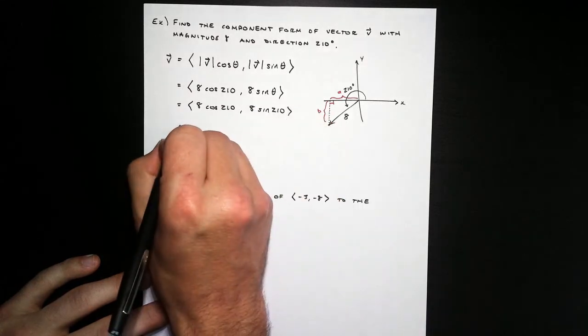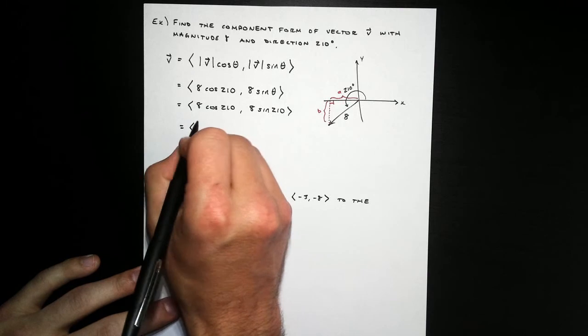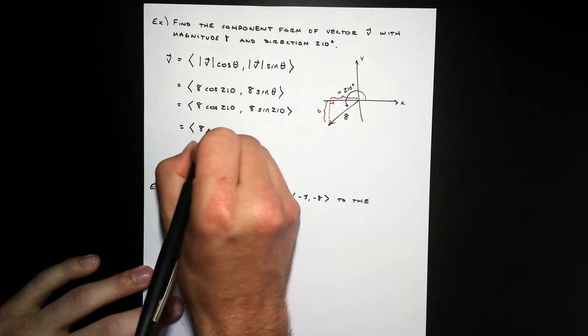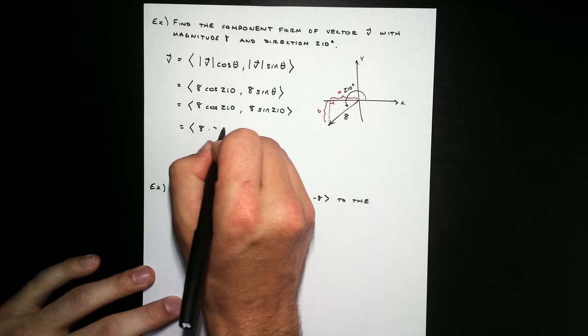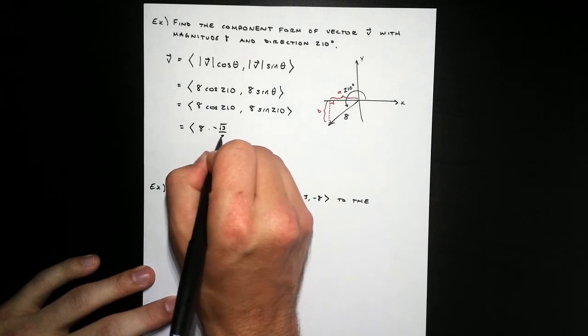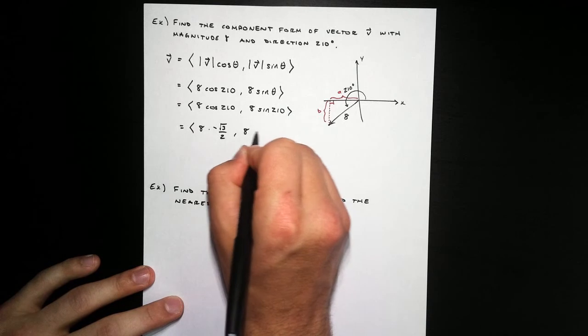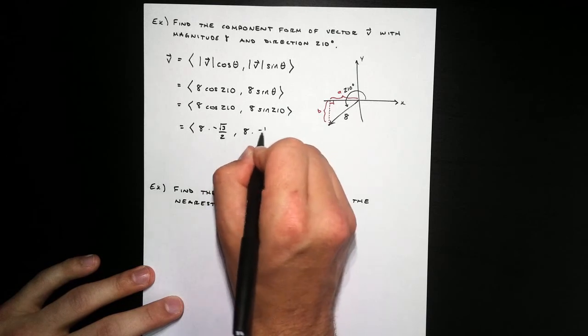Okay, 210 is on the unit circle. So the cosine of 210, that's negative square root of 3 over 2. And the sine of 210 is negative 1/2.